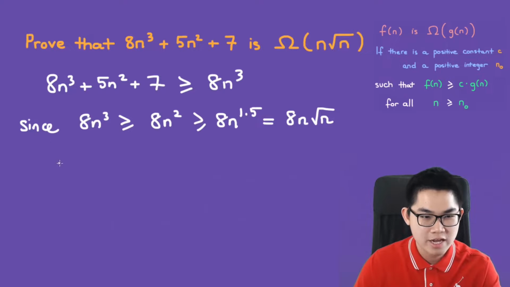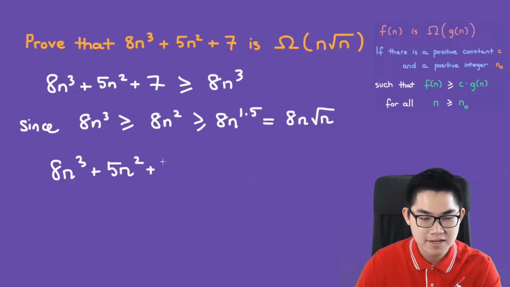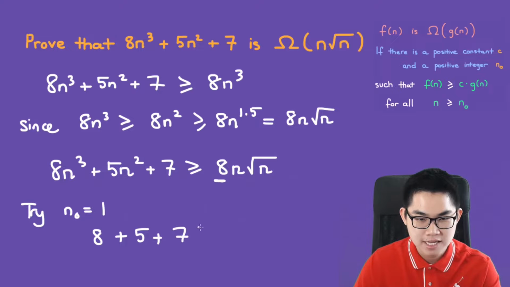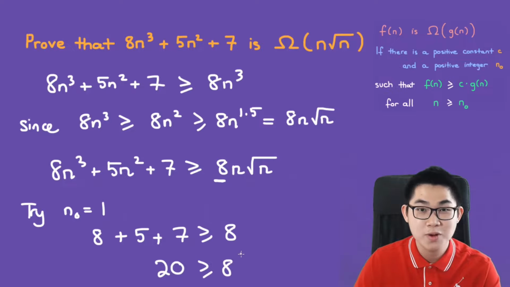Let's rewrite our inequality. So we have 8n to the power of 3 plus 5n squared plus 7, and this is greater than or equal to 8 times n and the square root of n. We found our constant c. Now let's find n0. So we're going to substitute n equal to 1 and see what happens. So we have 8 times 1 to the power of 3, that's 8, plus 5 plus 7. Is this greater than or equal to 8 times 1 times the square root of 1, which will also give us 8? Well, the answer is yes. We have 20 is greater than or equal to 8.